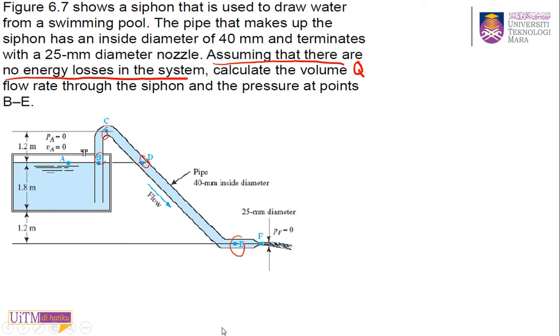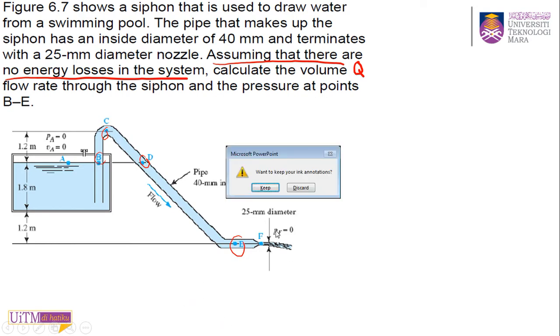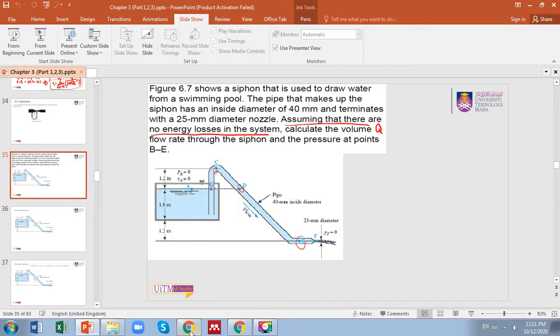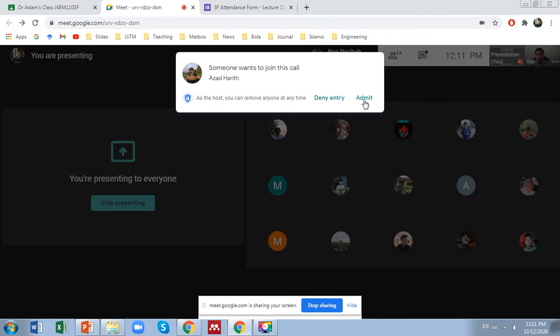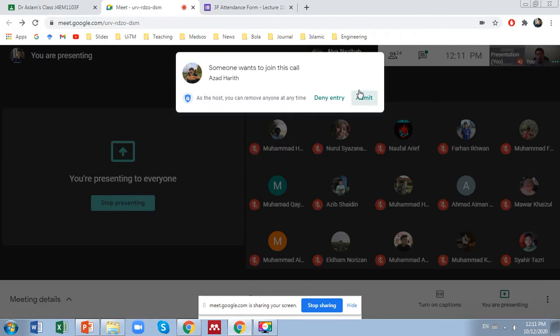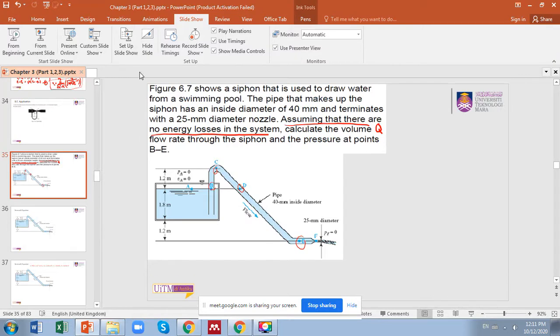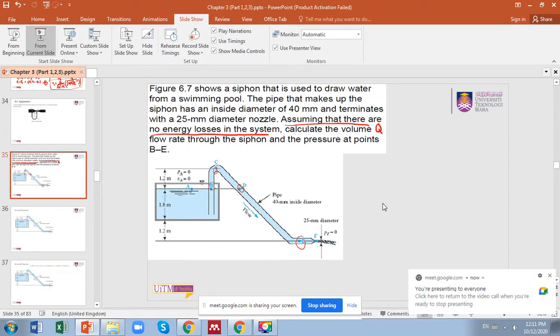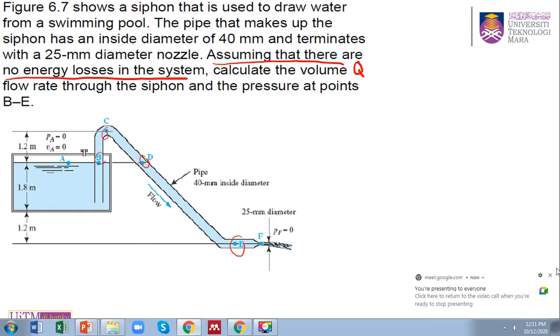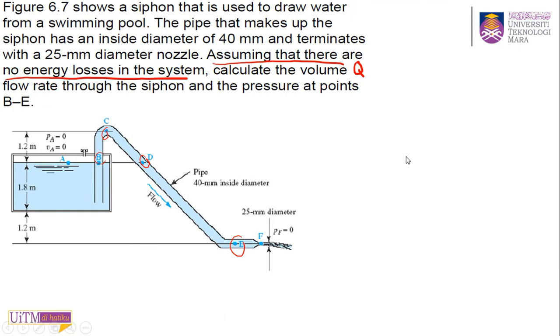So there are 2 questions. One to find volume flow rate, and the second one to find the pressure at points B until E. So 1, 2, 3, 4. So 4 pressure points, right?